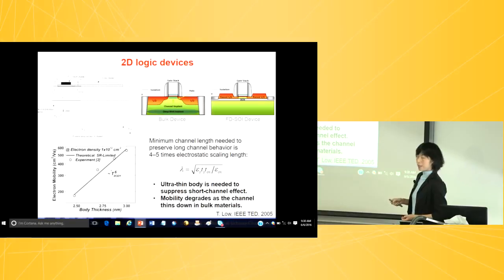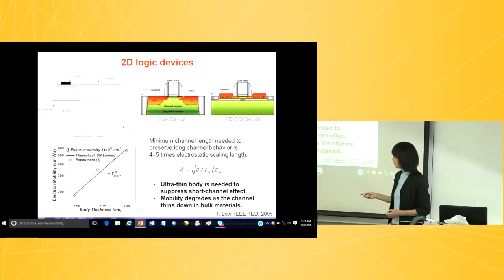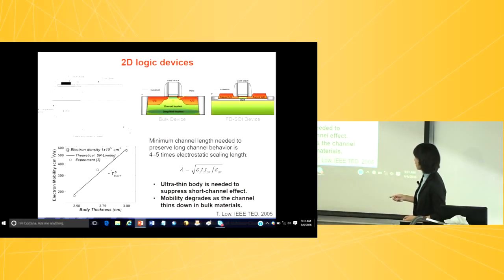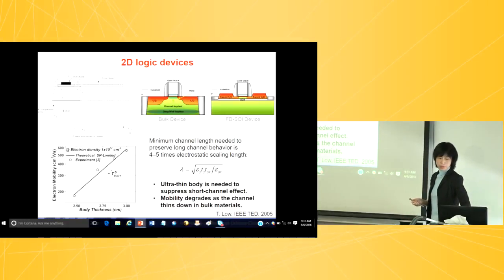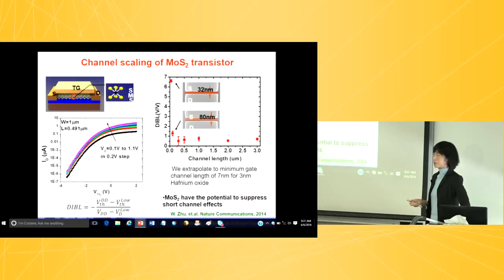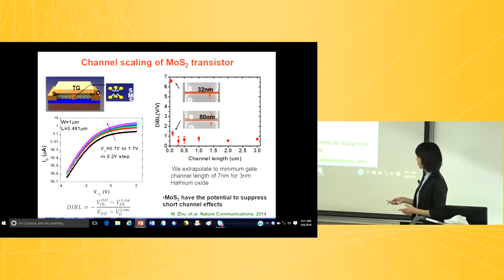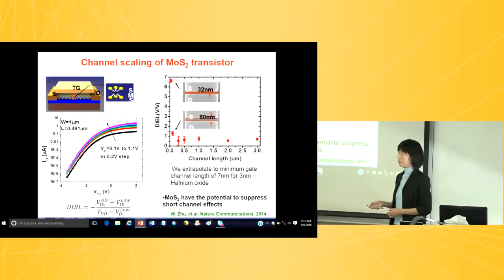If we scale down the silicon channel, the problem is that the mobility will reduce when thinning down the body thickness. Here it shows the mobility is reduced dramatically if we shrink the channel thickness below 3 nanometer. This is based on Tony's result. In order to solve this problem, we can use 2D materials. For 2D materials, the channel is atomically thin. So that's the ultimate thickness for the channel, and potentially we can scale down the channel further.